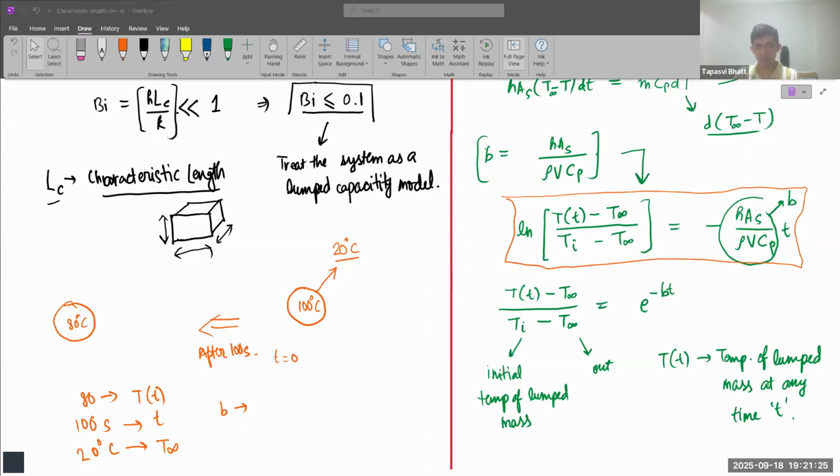Right. So we can use this table to know the diameter of the thermocouple. Now coming to temperature measurement by thermocouples. Okay, this is the question.